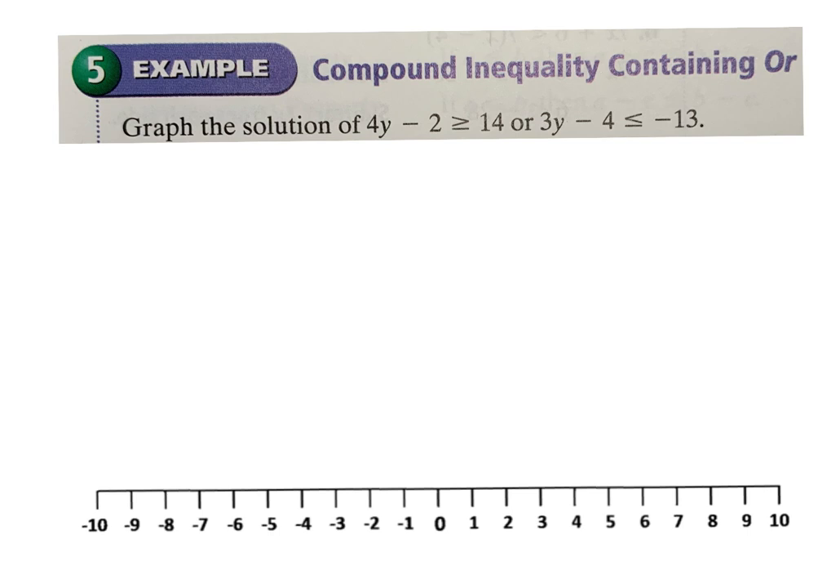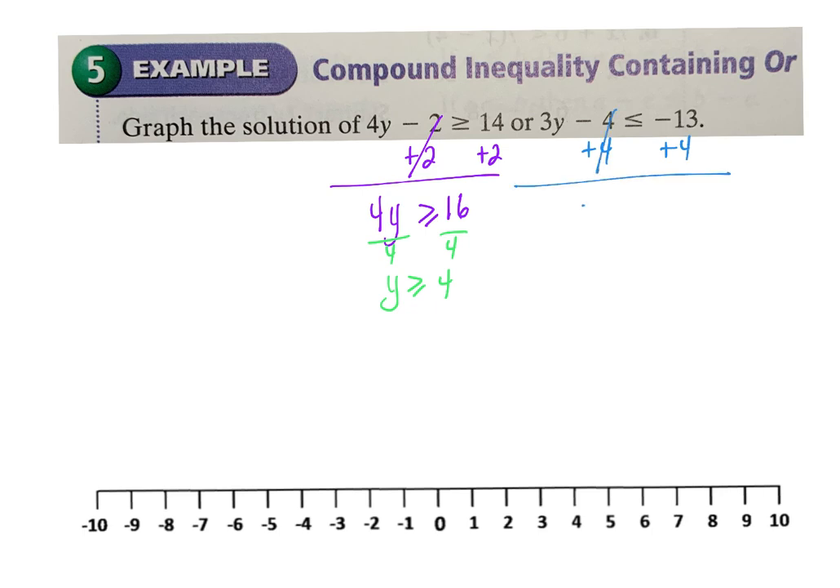You're still going to do these individually. I'm going to take 4y minus 2 that is greater than or equal to 14, and solve that one. I'll get 4y is greater than or equal to 16. Then I'm going to divide by 4: y is greater than or equal to 4. Then I'm going to solve the other one individually. Add my 4. I get 3y is less than or equal to negative 9. Then I divide by 3: y is less than or equal to negative 3.